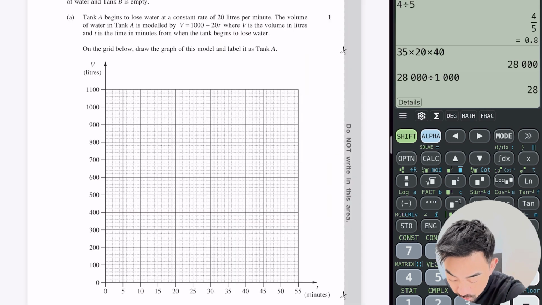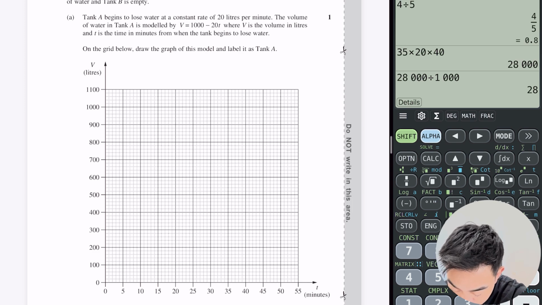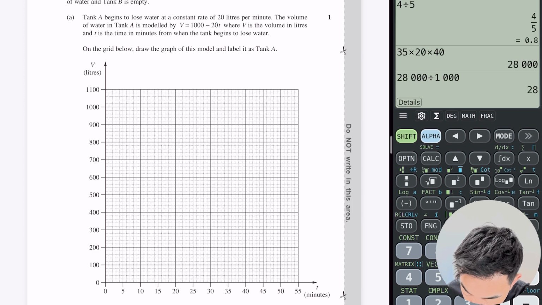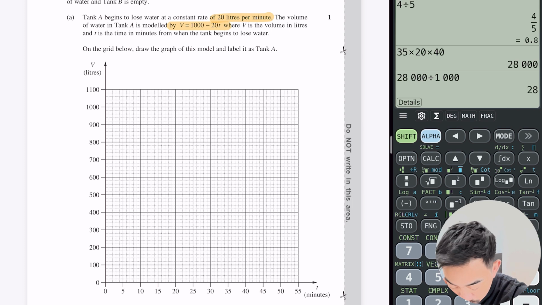All right, 24. There are 2 tanks on a property, tank A and tank B. Initially, tank A holds 1,000 liters of water and tank B is empty. Tank A begins to lose water at a constant rate of 20 liters per minute. The volume of water in tank A is modeled by this equation here, where V is the volume in liters and T is the time in minutes taken from when the tank begins to lose water. On the grid, draw the graph of this model and label it tank A.